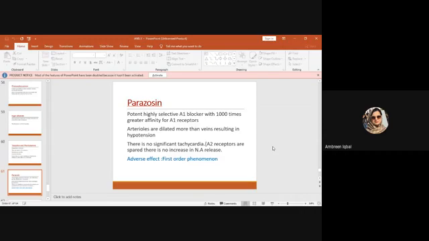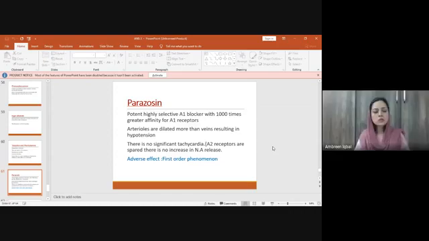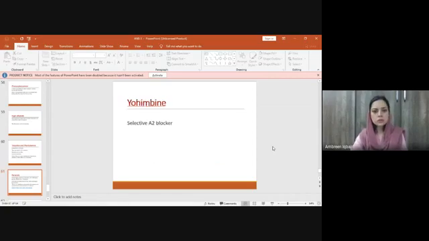The first and the important adverse effect of prazosin is the first dose phenomenon. In the first dose phenomenon, what happens is when the patient initially takes these doses, it may lead towards a decrease in the blood pressure, so the patient faces postural hypotension. So in order to avoid the first dose phenomenon, the patient should take this drug initially in small doses and should take it at night time, at bedtime, to avoid this phenomenon. Yohimbine is a selective alpha-2 blocker.